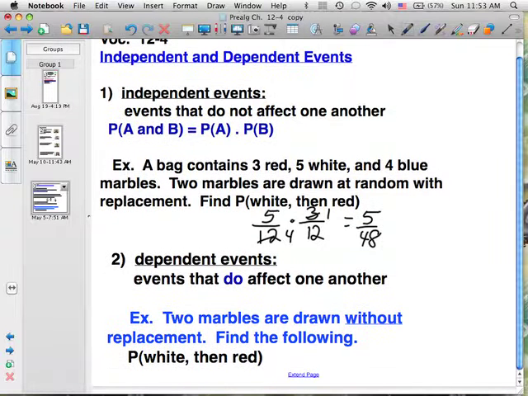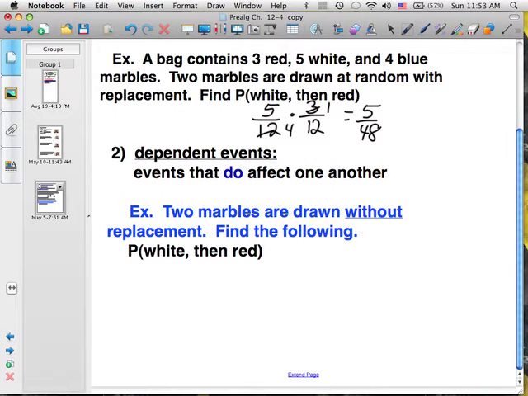And dependent events do affect one another. So if I did not replace the marbles, then that's going to change my probability. So the probability of getting white the first time is 5 out of 12. However, I don't put the white back. There's 3 red. However, there's 1 less marble. It's 3/11. So cancel, and this time my probability is 5/44.